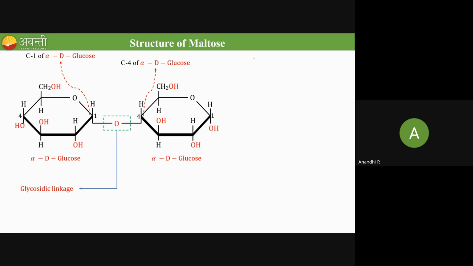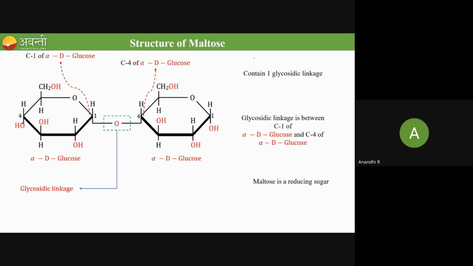Okay, fine. So the linkage is formed between C1 and C4 of the molecules. In the case of sucrose, the linkage is between 1 and 2, right? So here it is between 1 and 4. All these things are very important. You should have a note of it. So here also the molecule contains only one glycosidic linkage between C1 of the first molecule and C4 of the second molecule. But maltose is a reducing sugar. Maltose is a reducing sugar.